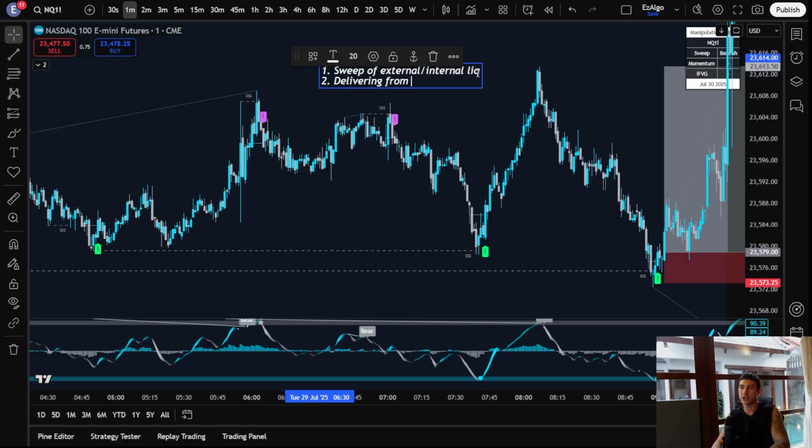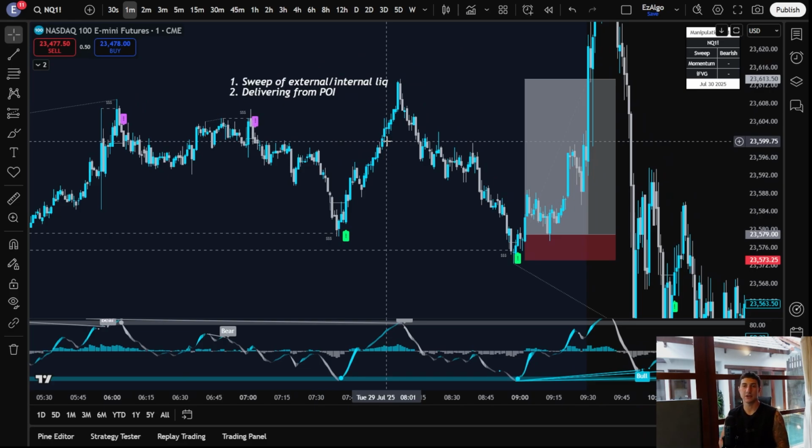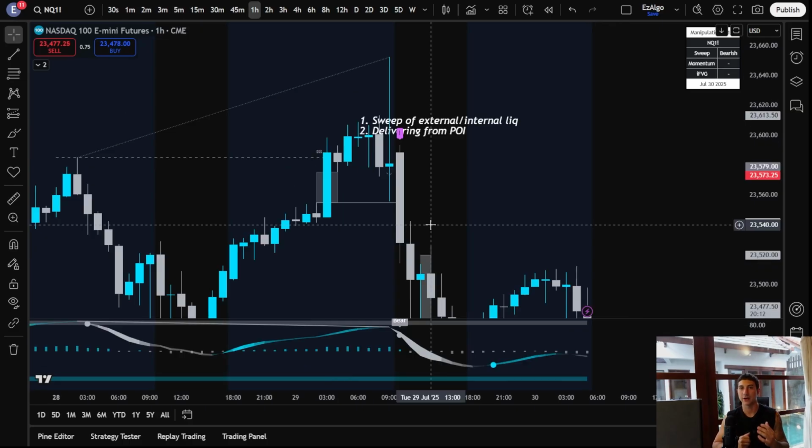Number 2, we want to make sure that these reversals are delivering from a point of interest, okay? Now, there's many different ways that you can identify a point of interest. One of my favorites is a key level with price history. So a higher time frame support or resistance level where price has reacted from multiple times in the past. It could also be a higher time frame golden pocket fib, or it could be a higher time frame fair value gap.